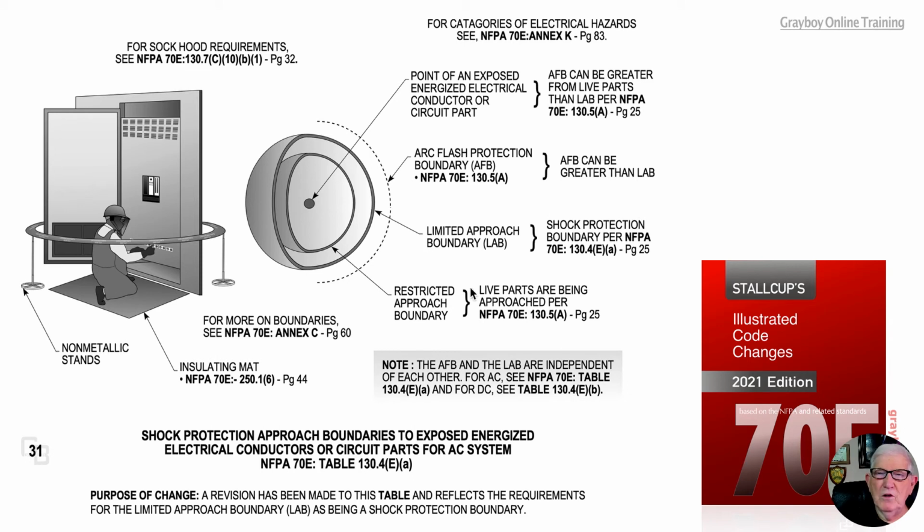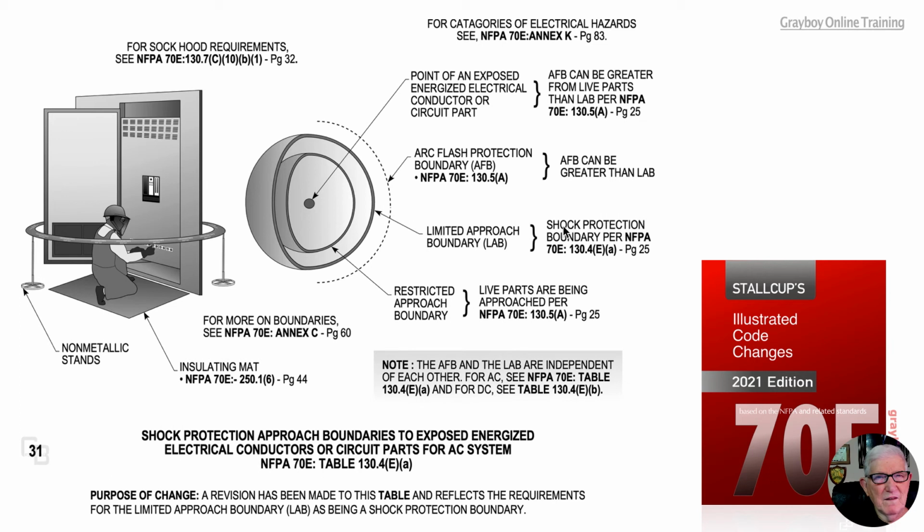Now, notice that it says here that the AFB can be greater from live parts than the limited approach boundary, as outlined in 130.5A on page 25. And it's basically the arc flash boundary can be greater in some cases than the limited approach boundary. In fact, the whole room could be an arc flash boundary depending upon the energy level that electrical arc may produce. And we know we can find a lot of this information in 130.5A and the annex in the back of the 70E document.